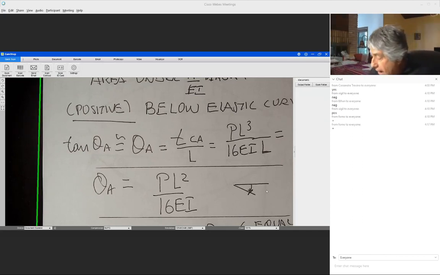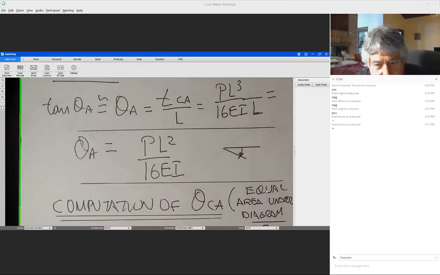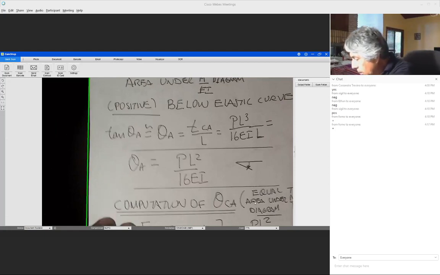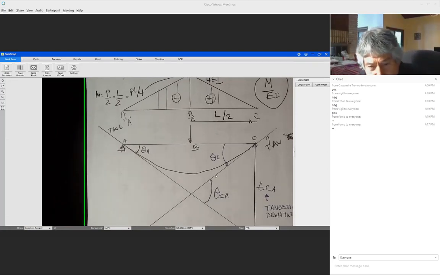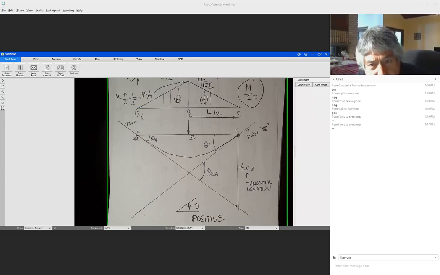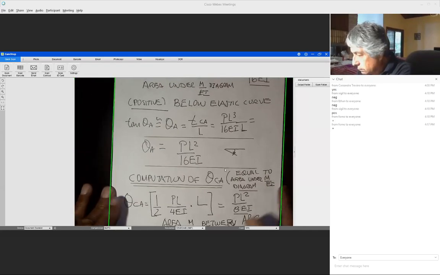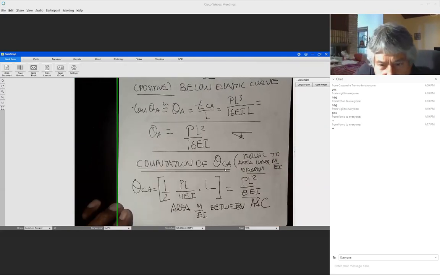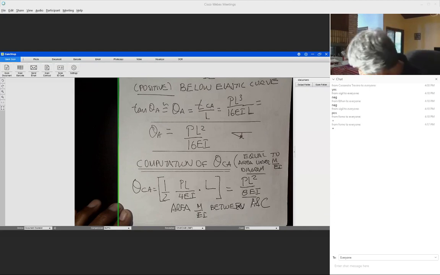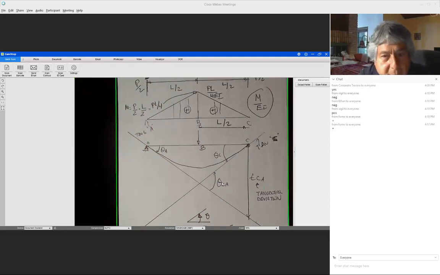So I'm going to compute now theta CA. Going back to this, this angle is equal to the area under the M over EI diagram between point A and point C. All of this area is equal to this angle. So it equals the area under the M over EI diagram between point A and C, the total area, which is 1/2 of PL over 4EI times L, giving PL squared over 8EI.